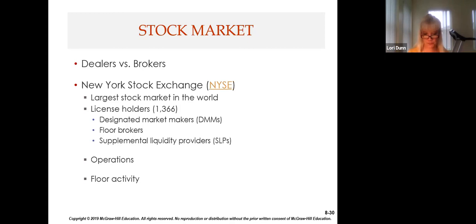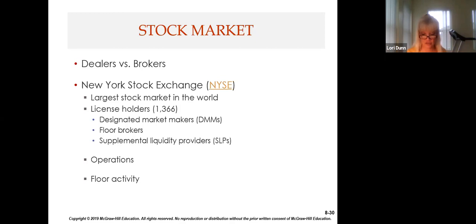Then we have the supplemental liquidity providers. They are not on the floor of the stock exchange. They are doing what we call one-sided market transactions. They either buy or they sell. That's their job in the stock market. These are usually investment firms who promise to actively participate in a particular stock assigned to them. So they're also helping to manage the price of the stock by buying and selling. That is their job. Now, it's mainly these DMMs and floor brokers that are on the stock exchange floor.